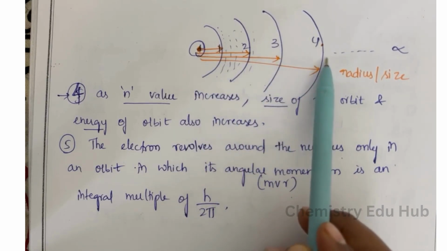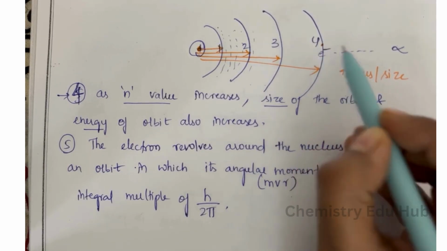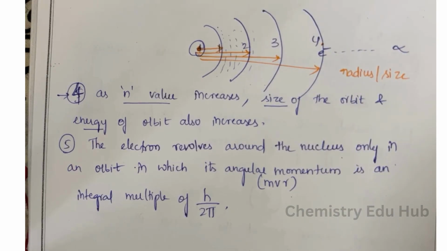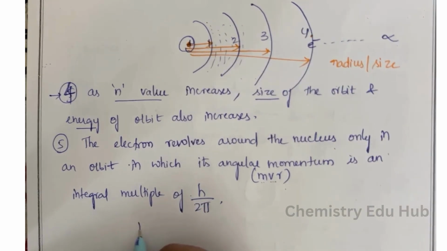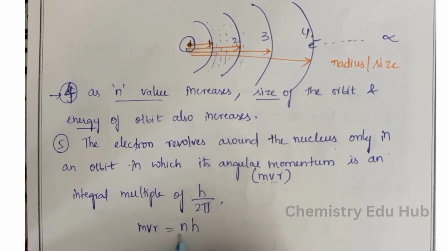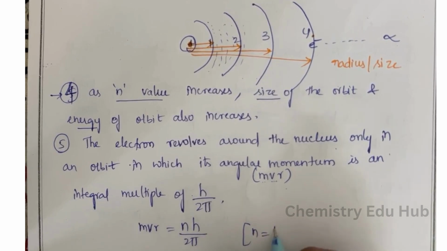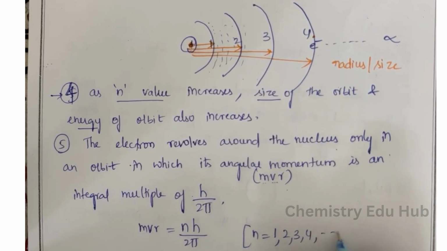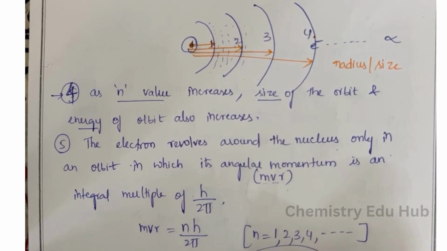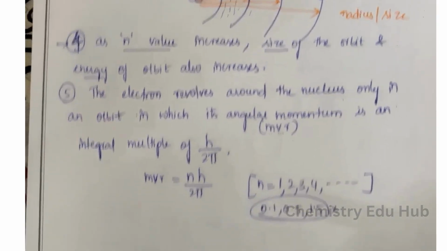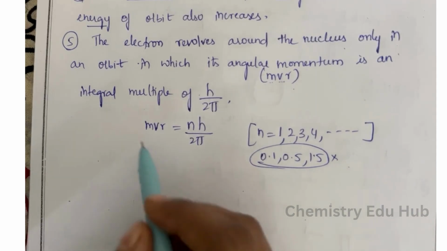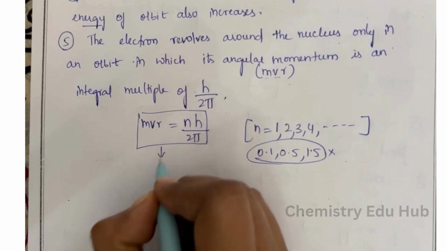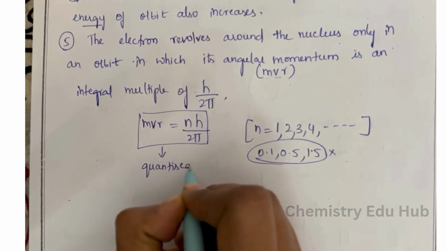So there can be any number of orbits possible between 1 and 2, 2 and 3, 3 and 4, but you can see the electron present only in the orbits with the mvr value equal to n into h by 2 pi, where n can be only 1, 2, 3, 4 and so on, but not 0.1, 0.5, 1.5. These decimals are not possible. So the angular momentum is said to be quantized.